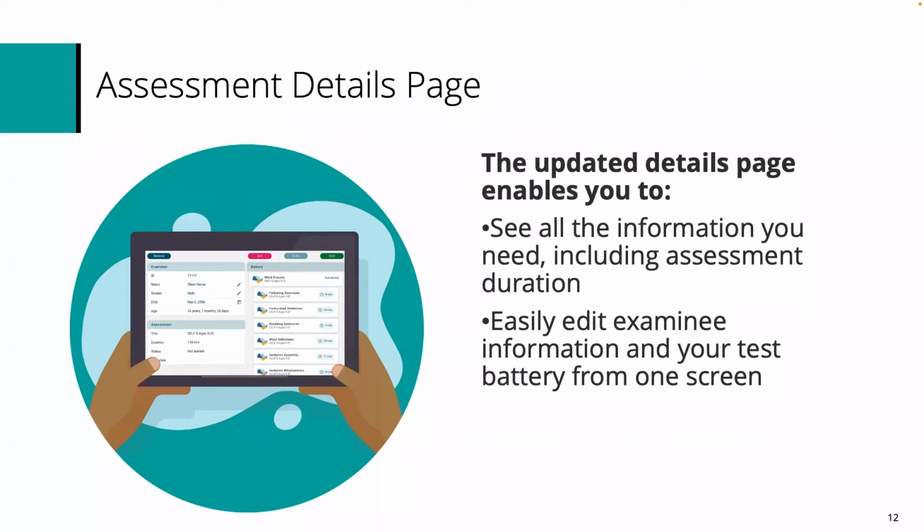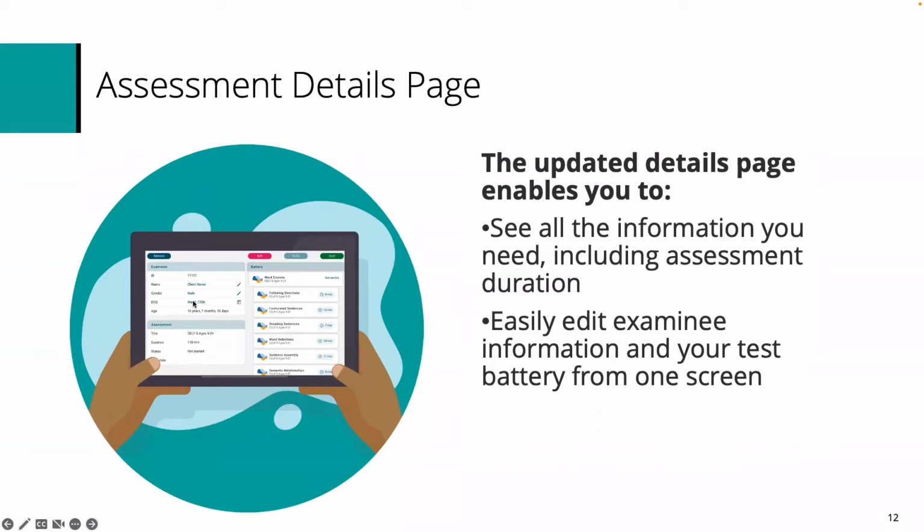And I don't know if this has ever happened to you. It certainly happened to me, where you pick a student or a client and then you realize later on that you have the wrong age or the wrong grade. Now you can change those quite seamlessly in the app itself.